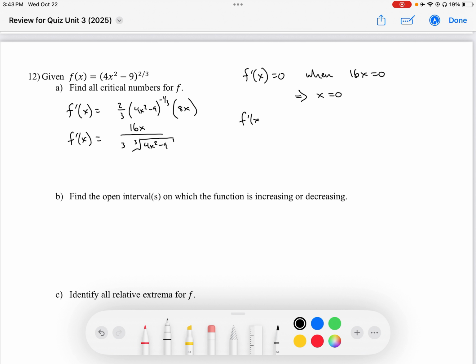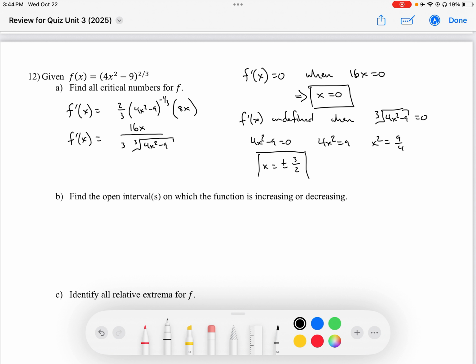And f prime of x is undefined when the cubed root of 4x squared minus 9 equals 0. Cube both sides, you get 4x squared minus 9 equals 0. So 4x squared equals 9. X squared equals 9 fourths. So x equals plus or minus 3 halves. So the critical numbers of this function are at x equals 0 and at x equals plus or minus 3 halves. Okay.